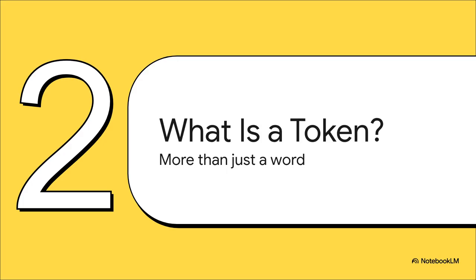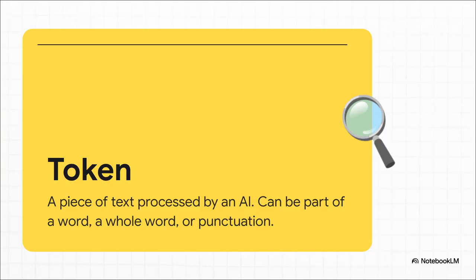So let's get a little more specific. What exactly is one of these building blocks, one of these tokens? The answer might actually surprise you, because it is definitely not as simple as one word equals one token. Not even close. See, a token can be a whole word, like cat. But it can also be just a part of a word, like the ing at the end of running. Or it can even just be a single punctuation mark, like an exclamation point. This is how the AI chops up our language into little pieces it can actually understand and work with.